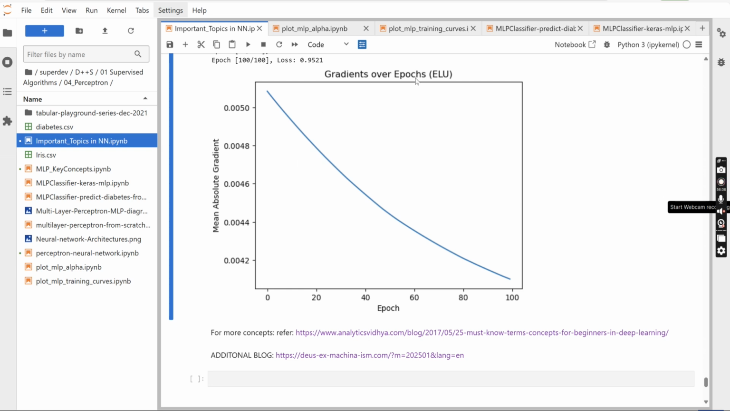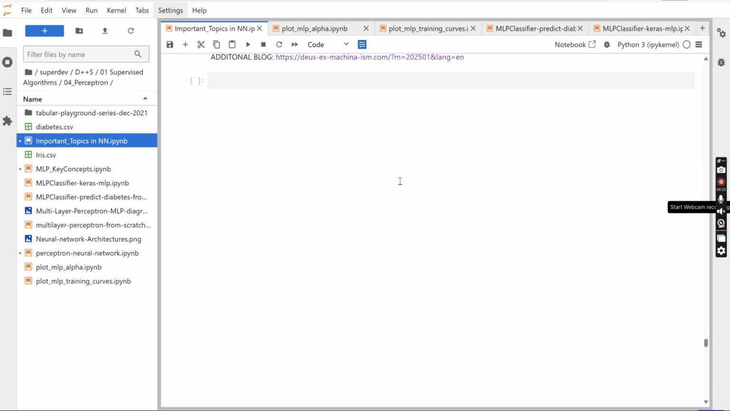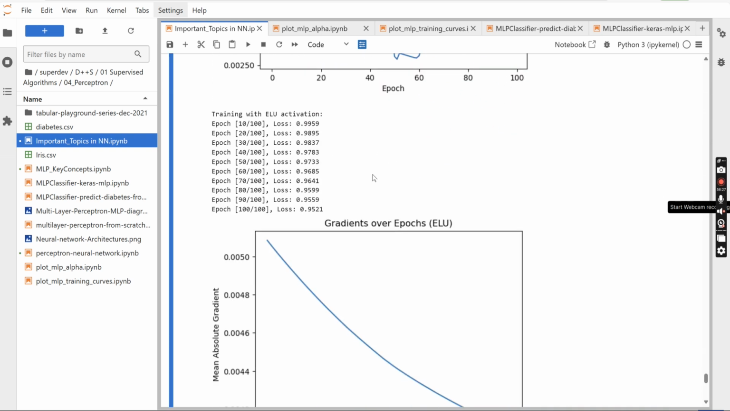Next, the gradients with ELU are not doing a good job. Again, from 50 to 40 to 42 only it has gone. It has not gone from 50 to 0.0005. A sudden decrease is not there. This way activation functions control the vanishing gradient problem.